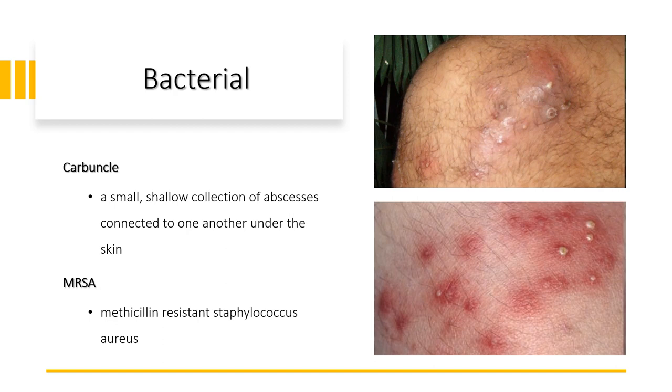A carbuncle is a small, shallow collection of abscesses which are connected under the skin. That's a bacterial infection. MRSA, which is methicillin resistant Staphylococcus aureus, is what it stands for. And this is prevalent in hospitals at the moment. And MRSA is not easy for anybody to get rid of. Tea tree oil is apparently the only thing to kill off MRSA on a culture grown in a laboratory.